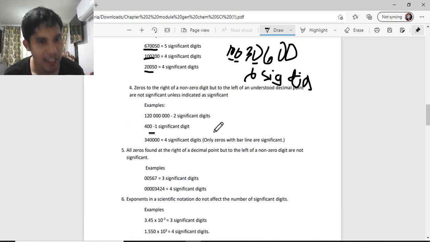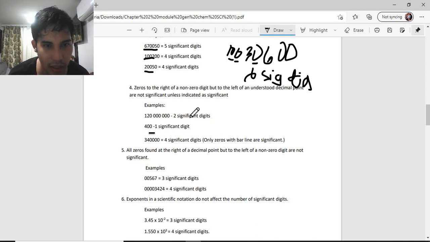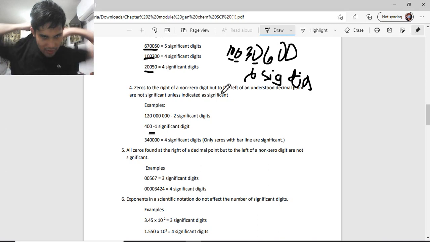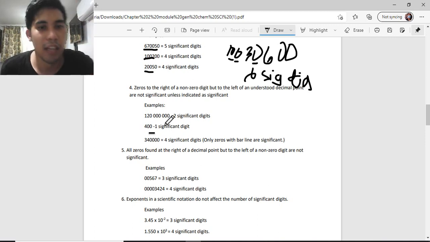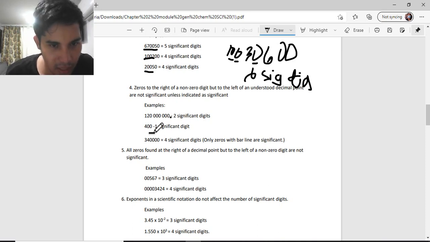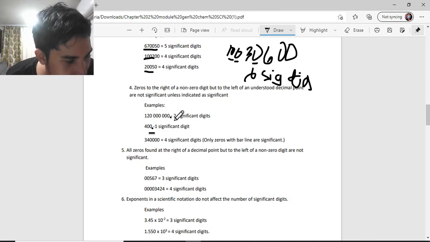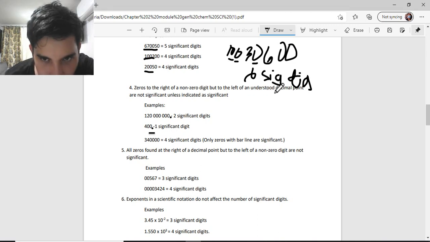Number 4. Zeros to the right of a non-zero digit but to the left of an understood decimal point are not significant, unless they are indicated as significant. If you're given a whole number, the decimal point is understood to be at the end of the number. Like this one. So all non-zeros are significant. Zeros to the right of a non-zero but to the left of the decimal point are not significant.